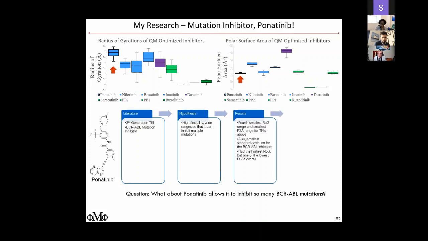I find that it has the 4th smallest radius of gyration and polar surface area range, very small polar surface area, very small standard deviation in general between them, but specifically for polar surface area. And interestingly, it had the highest radius of gyration conformations, but one of the lowest overall polar surface areas. I suspect that this is because it was designed to inhibit a specific molecule and ignore mutations, and it's really specific. So we actually see it being relatively specific in the conformations it takes.